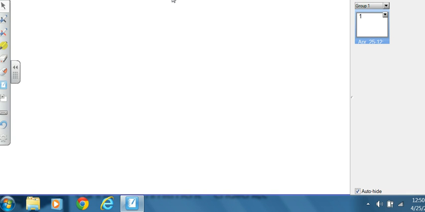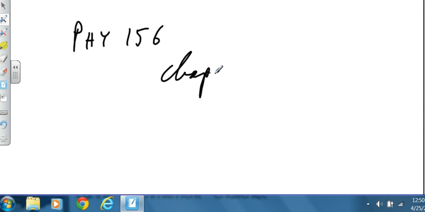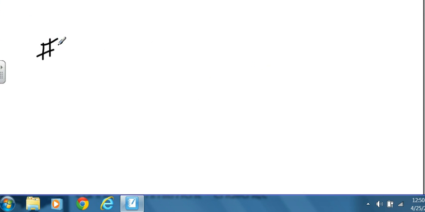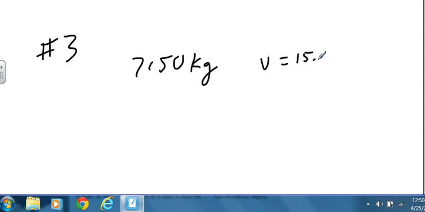We're in General Physics 1, and we're doing Chapter 7 problems. Problem number 3: I've got a 7150 kilogram railroad car traveling along a frictionless track at a velocity of 15 meters per second, and a load is put into the car. What's the new speed? So V1 mass 1 has to equal velocity 2 mass 2.